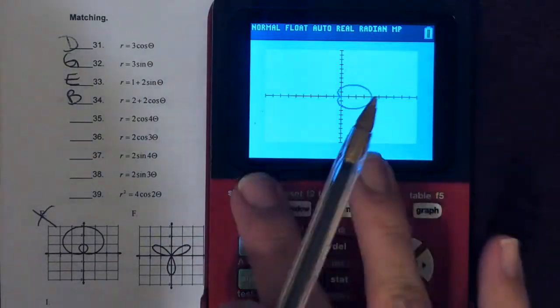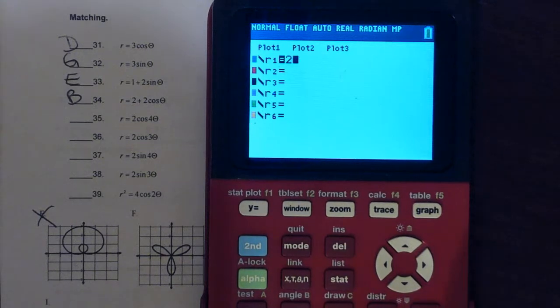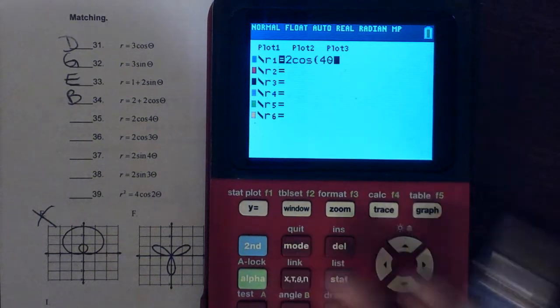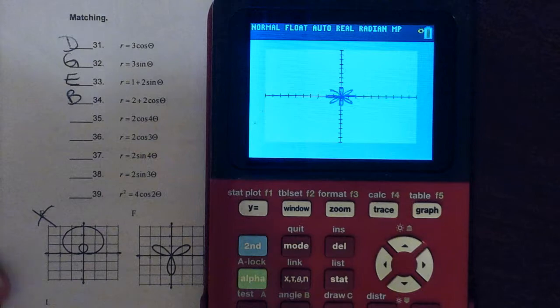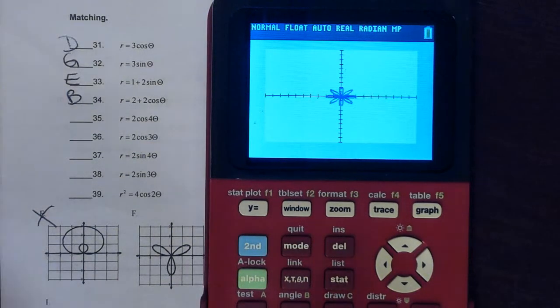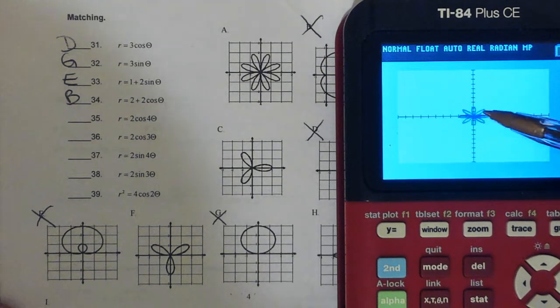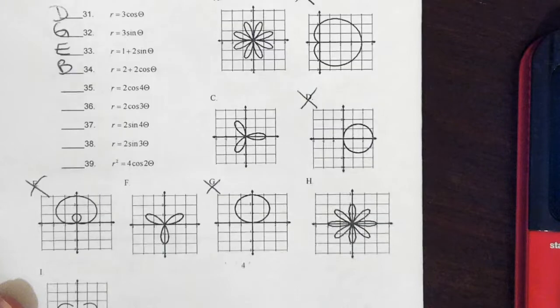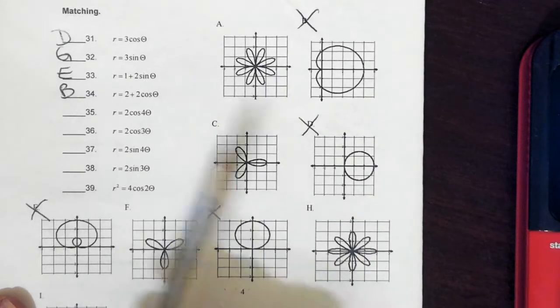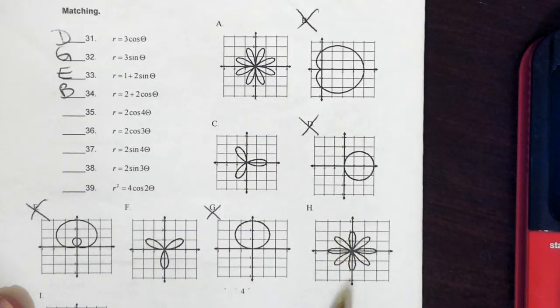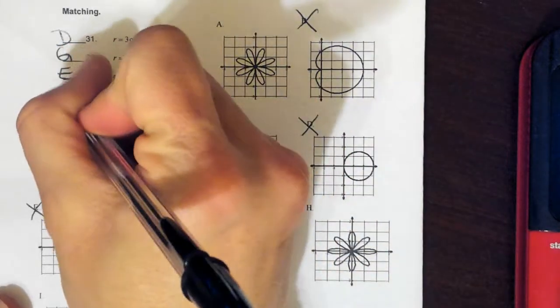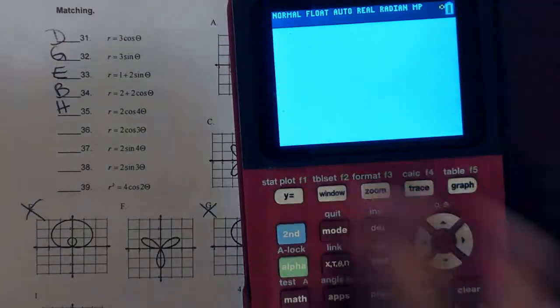Then we have 2 cosine 4 theta. And this is where we have the petals, the roses with the petals. Notice on these petals that I have petals on the X, and I have petals on the Y. So when I'm looking at them, A and H look really similar. The H has the petals that are actually on the axis. So you've got to be careful when you're looking at your graphs.